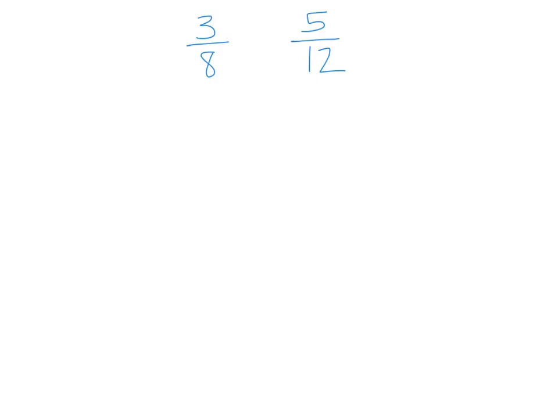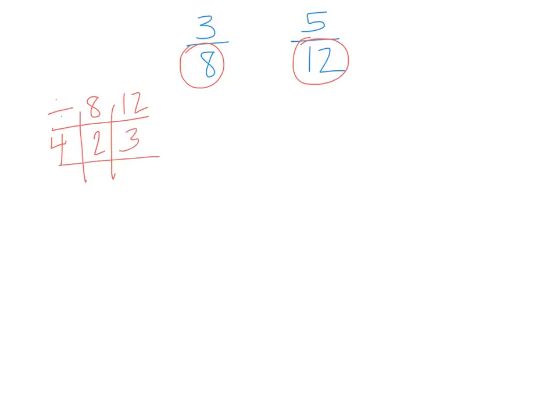Now let's compare 3/8 and 5/12. I'm going to start by looking at the denominators, and since they do not have the same denominator, I want to find the LCD so that I can create a common denominator. So looking at 8 and 12, I know that they're both even, and I know that 4 can divide both of those numbers evenly. So 8 divided by 4 is 2. 12 divided by 4 is 3.